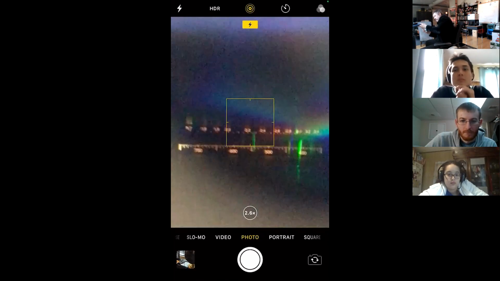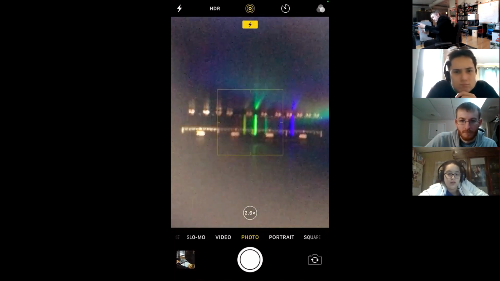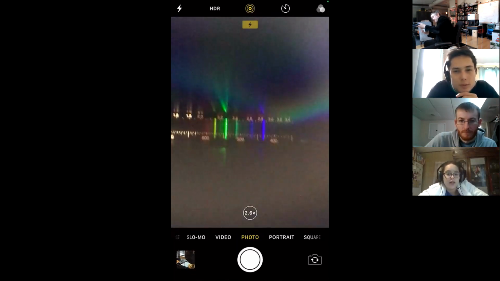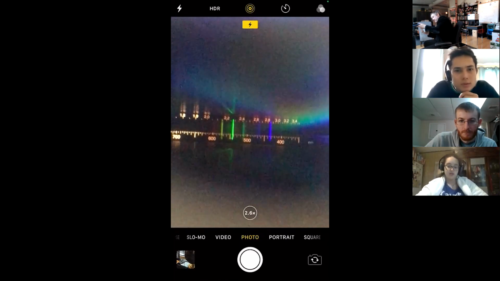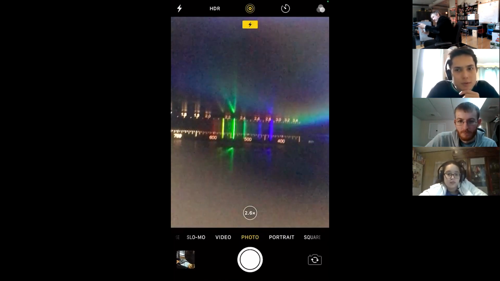All right, let it focus. I don't see any red now. It's there. It's popping in and out. But definitely the greens and blues are more prominent. Yeah, this one's even more contaminated by air.